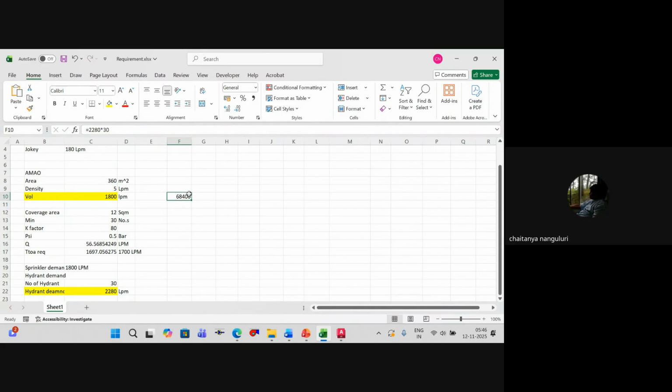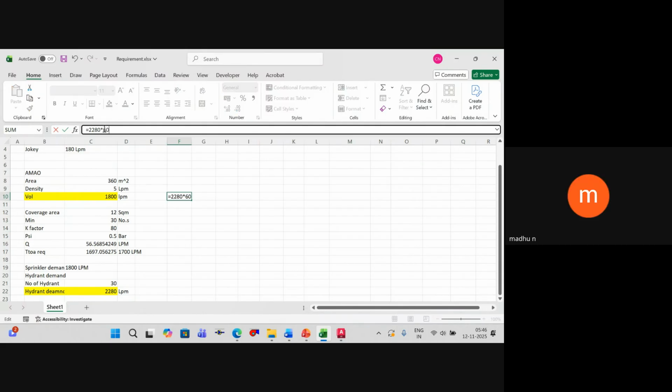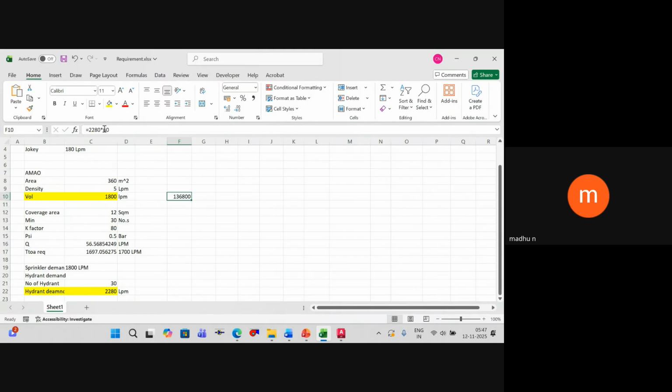Into 30 is for light hazard. If it is ordinary hazard, you have to take 60. In that case, of course, it's a light hazard anyway.